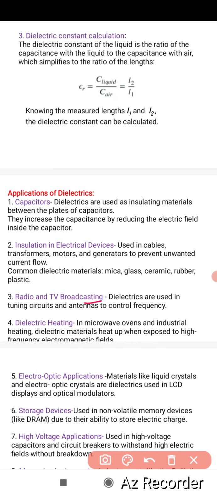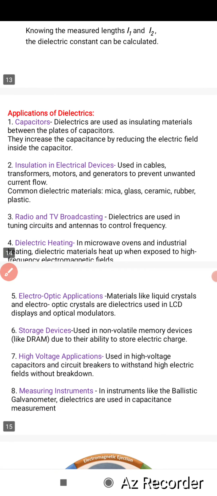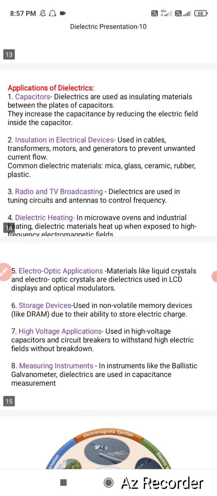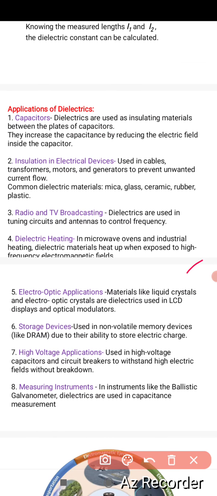Radio and TV broadcasting: dielectrics are used in tuning circuits and antennas to control the frequency. Dielectric heating: in microwave ovens and industrial heating, dielectric materials heat up when exposed to high-frequency electromagnetic fields. Next, electro-optical applications: materials like liquid crystals and electro-optical crystals are used in LCD displays and optical modulators.